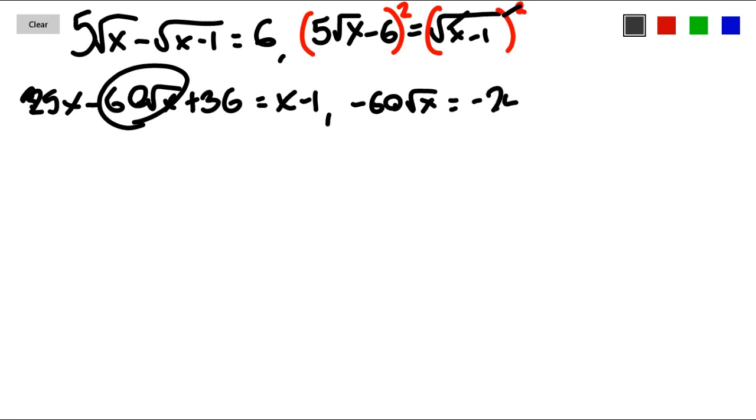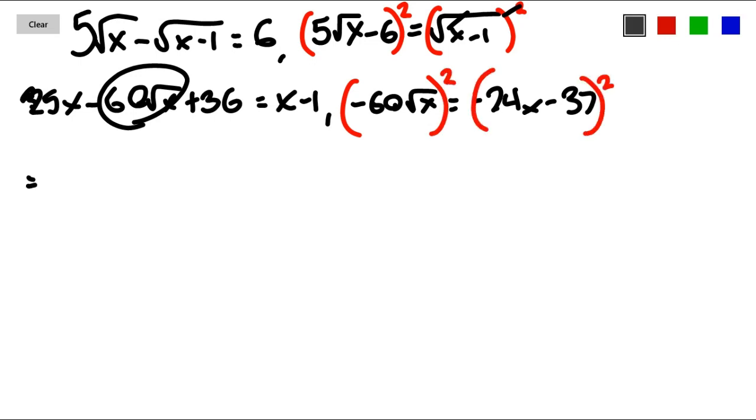And when I do that, I'm left with minus 60 times the square root of x is equal to minus 24x minus 37. And so now I'm in a good position to square both sides again, since I have the term with the root in it isolated. So I'm going to square both sides.